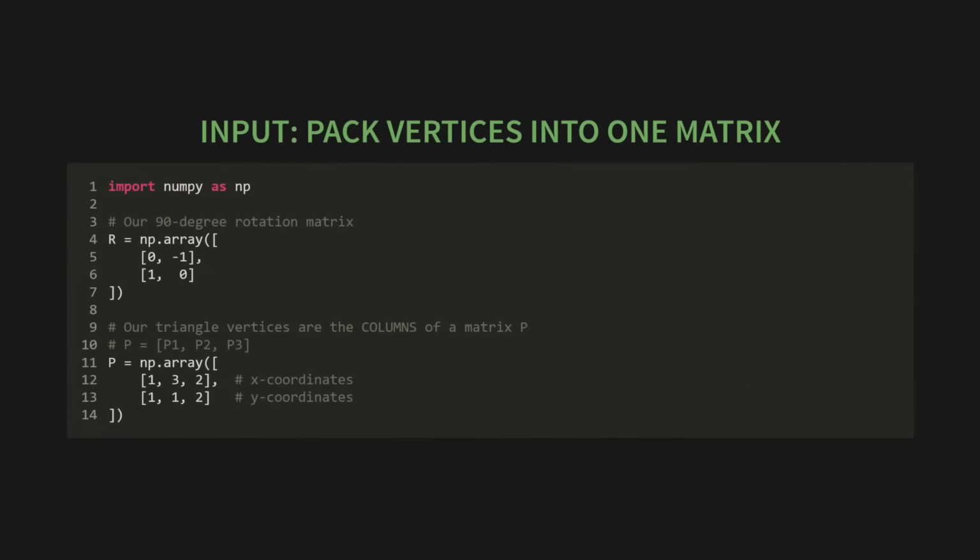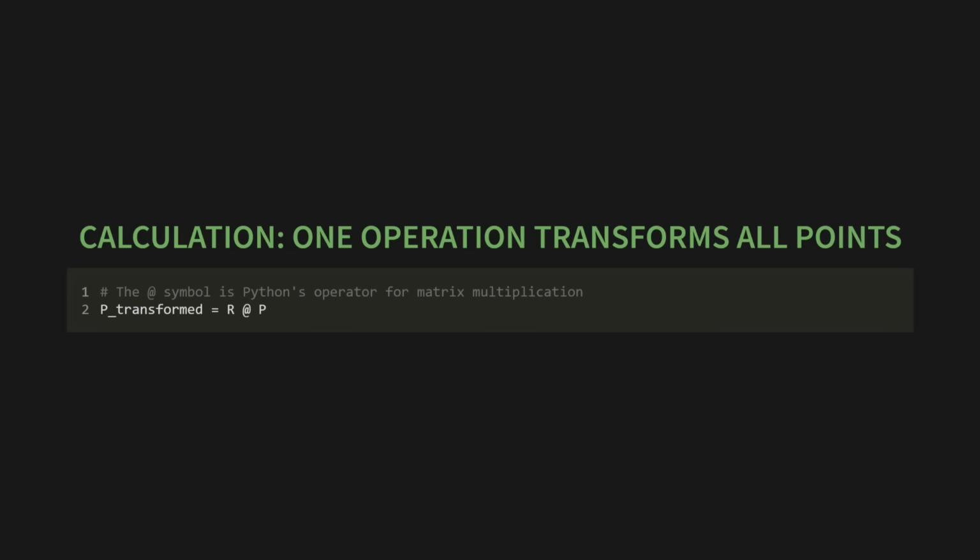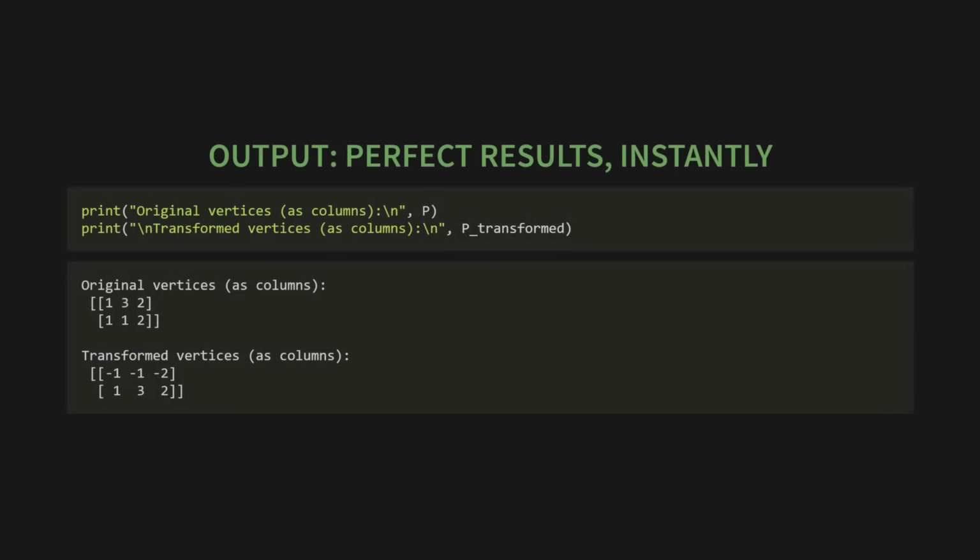First, the input. We pack all our vertices into a single matrix. We import numpy as np. Here's our 90-degree rotation matrix R, which is a numpy array with rows 0, -1, and 1, 0. Now here's the cool part. Our triangle vertices become the columns of a single matrix, P. Then, the calculation. It's just one operation to transform all the points. We write P_transformed equals R @ P. That at symbol is Python's way of saying matrix multiplication. And the output? Perfect results, instantly.